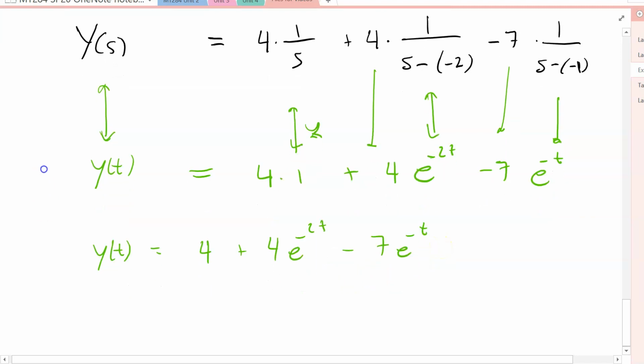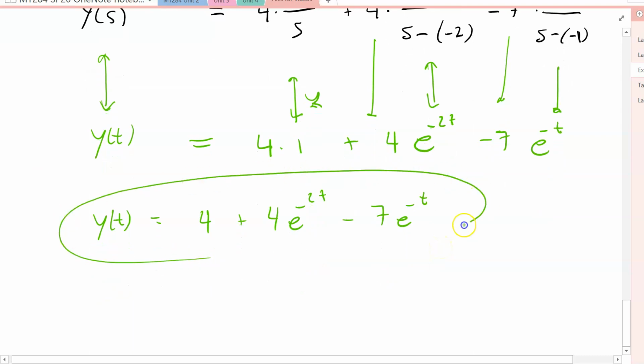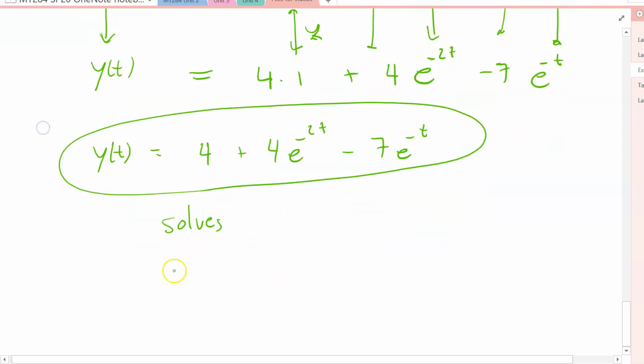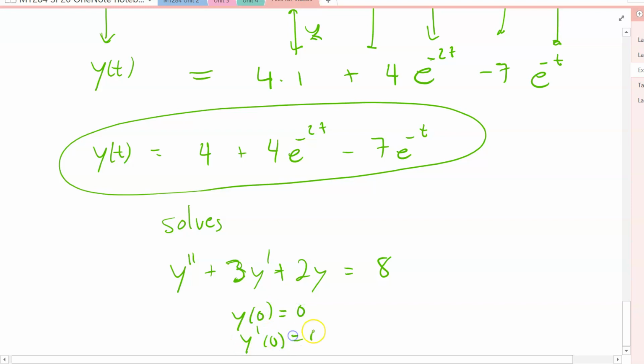So there's our solution. Okay, and keep in mind, what was it a solution to? That solves what initial value problem? It solves this initial value problem, y double prime plus 3y prime plus 2y equaled, in our problem it was 8, and the initial conditions were that y of 0 equals 0 and y prime of 0 is equal to 0.